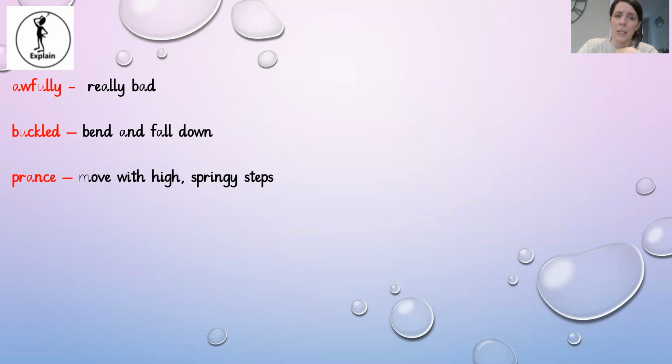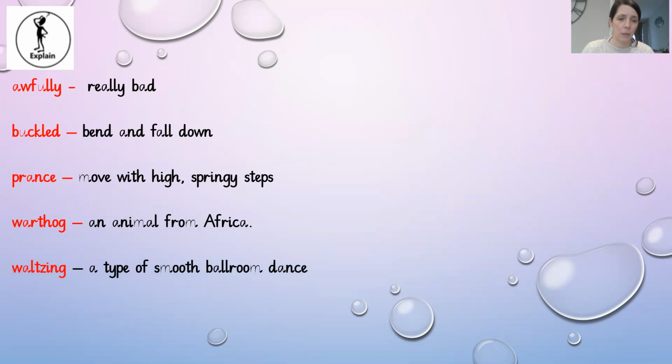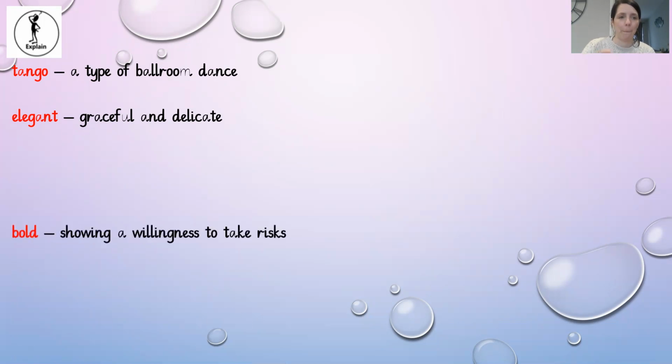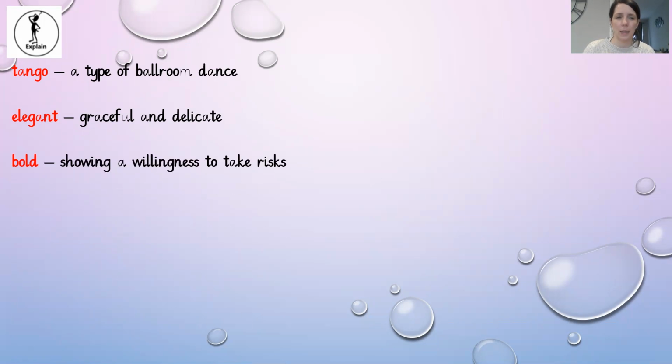Prance, move with high springy steps. So if you're prancing along, you're sort of jumping with springy steps. Warthog. A warthog is an animal from Africa. It's a mammal. Waltzing. Waltzing is a type of smooth ballroom dance. And a tango is also a type of ballroom dance. Elegant. Elegant means graceful and delicate. Bold means showing a willingness to take risks, so you're sort of quite brave if you're bold.